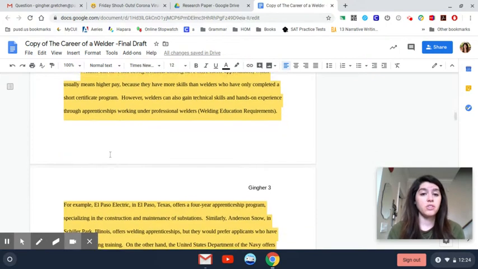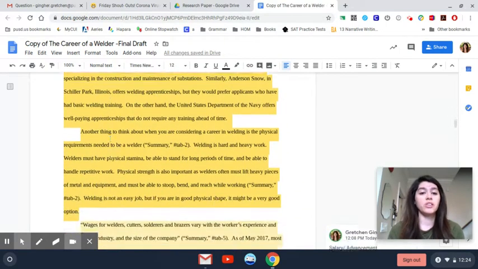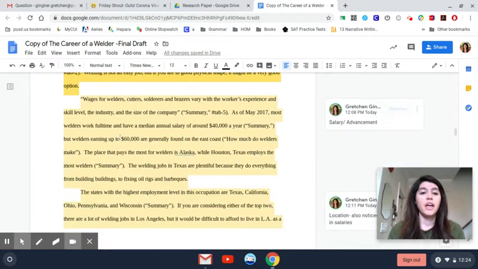Let's scroll down. Again, you can take a look at how they're able to do this. Next is your salary and advancement. They start talking about the wages. As of May 2017, most welders work full-time and have a median annual salary of $40,000 a year.